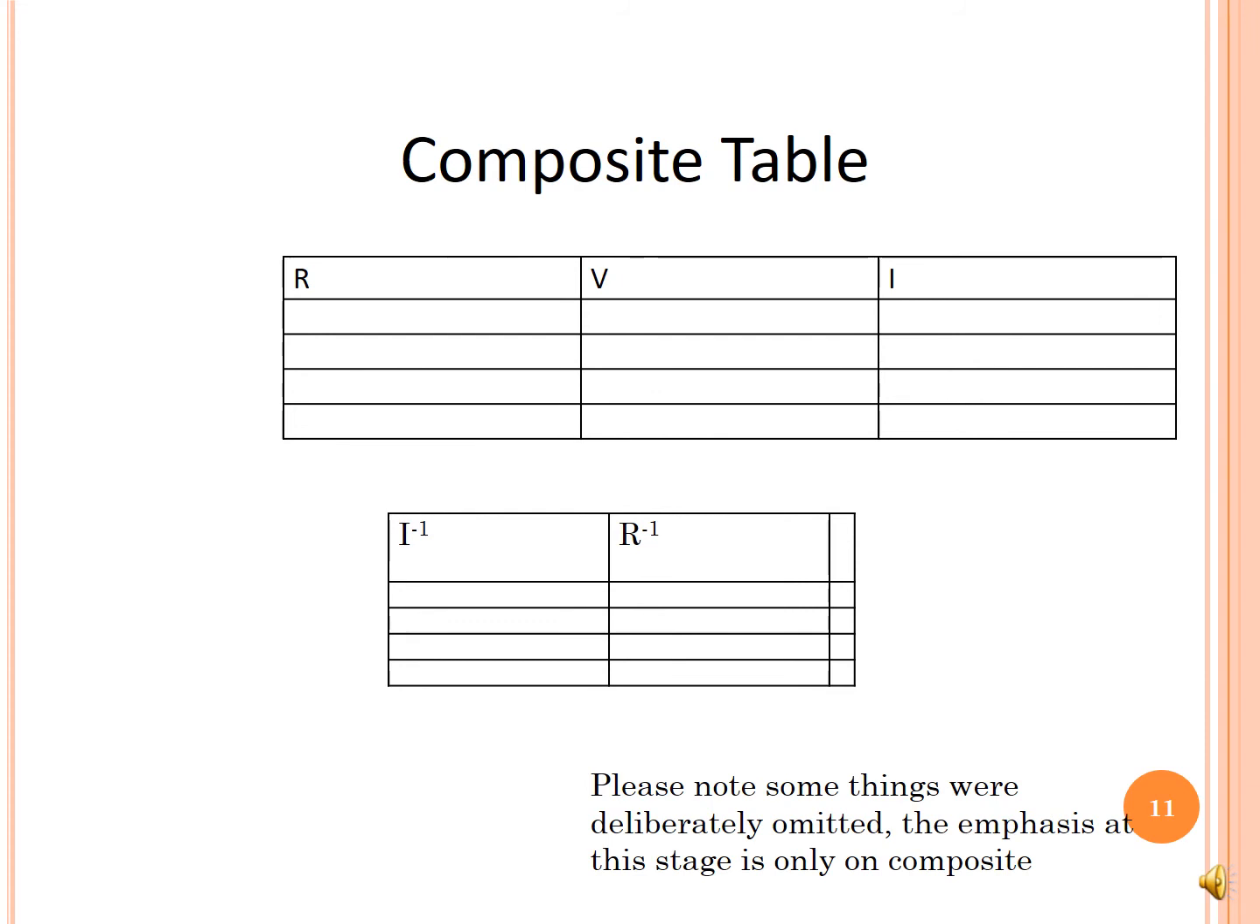Composite table. When reporting in physics practicals, it is always essential that your variables are presented horizontally, and every parameter must be on the same straight line. We must not break it just because space may not be enough. So we see there that your current inverse and your resistance inverse is separated from your arrow, your V, and your I, which ought not to be.